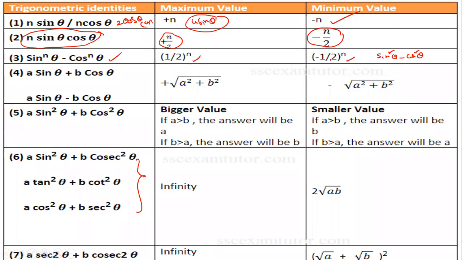Means n is equal to 4. Sometimes they are giving 4, means sin power 4. One more example, sin power 4 theta plus cos power 4 theta, like that.